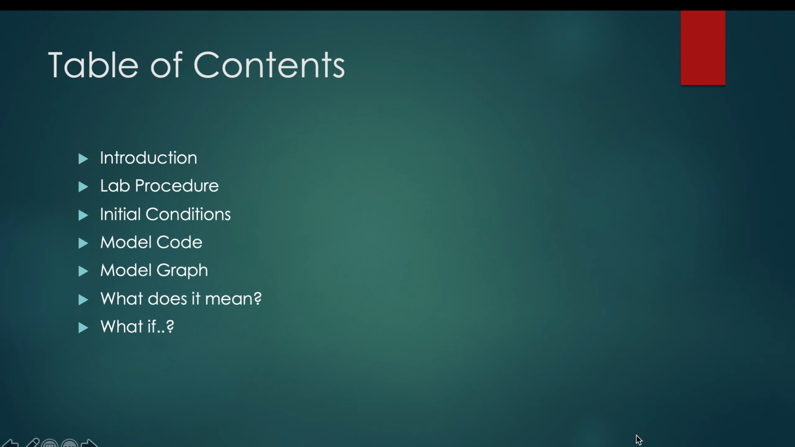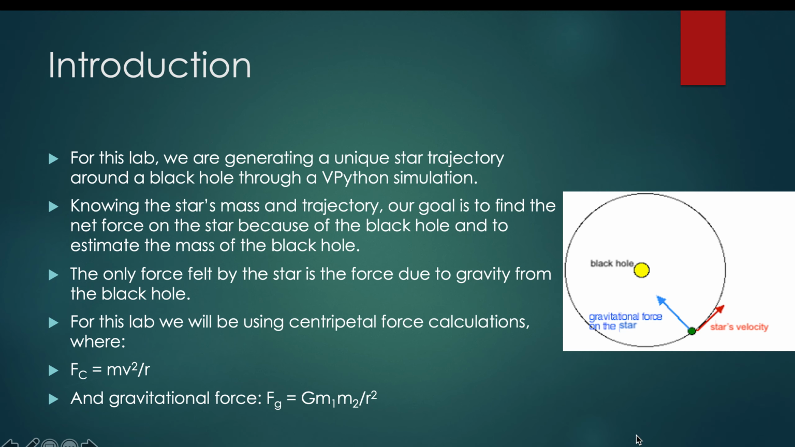So today I'll be giving a small introduction to the lab, discussing the lab procedure and the initial conditions of the lab. I'll discuss my code and my graph, and then what it means, and then some possible what-if questions. For this lab, we are generating a unique star trajectory around the black hole through a VPython simulation. Knowing the star's mass and unique trajectory, which were given to us, our goal is to find the net force on the star because of the black hole, and then to estimate the mass of this black hole.